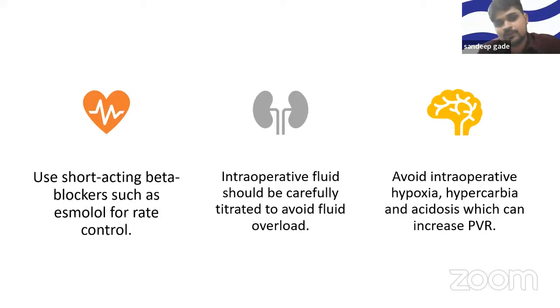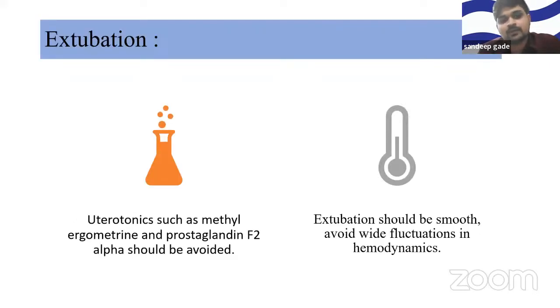And once the woman delivers, once the baby is out, we have to administer uterotonics such as oxytocin. Oxytocin in cardiac disease is usually administered with a bolus dose of 2 units IV over 15 to 20 minutes, followed by an infusion of 1 to 2 units per hour for the next 4 hours. Avoid uterotonics such as methergine and carboprost, since they can increase the pulmonary vascular resistance.